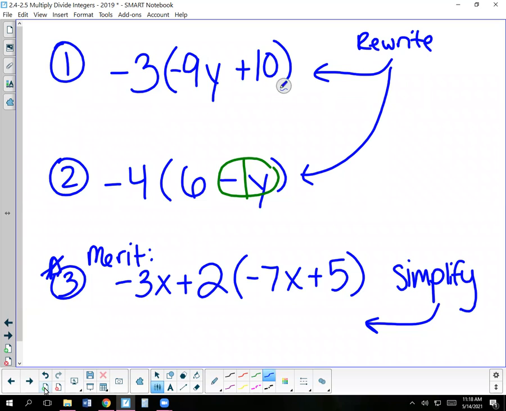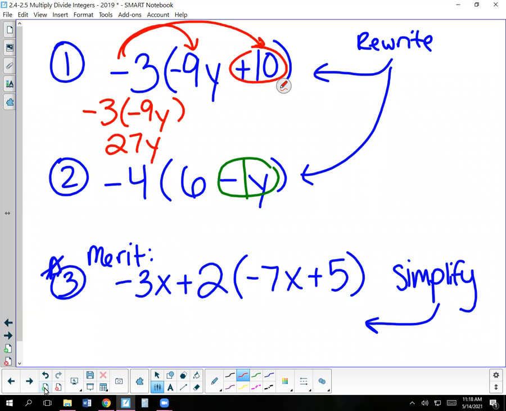Negative 3 times a negative 9. So negative 3 times a negative 9y is a positive 27y. And then give it to this. Well, this is a positive 10, but that's a negative 3 times 10, which is a negative 30. So there's your answer. Number 1 was 27y and a negative 30. You don't have to put a plus sign in between. If you did, it's still right.